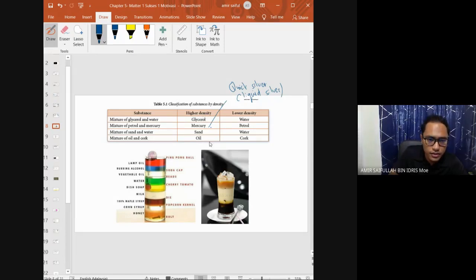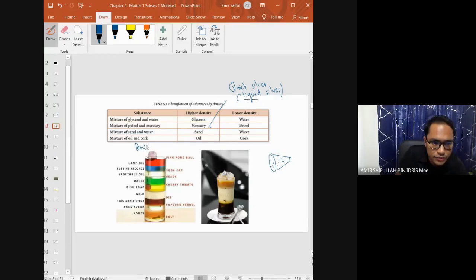And then oil and cork. Cork is like cardboard. So cork will float and sink because oil is higher density. So you can see this is the density tower. We call this the density tower. On top is the least dense, and at the bottom is the most dense.